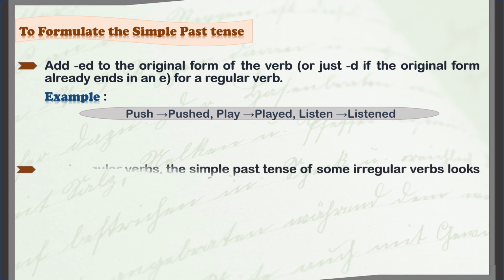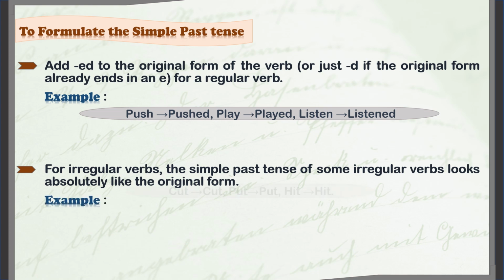Things get more complicated for irregular verbs. The simple past tense of some irregular verbs looks exactly like the original form. For example, cut remains cut, put remains put, and hit remains hit.